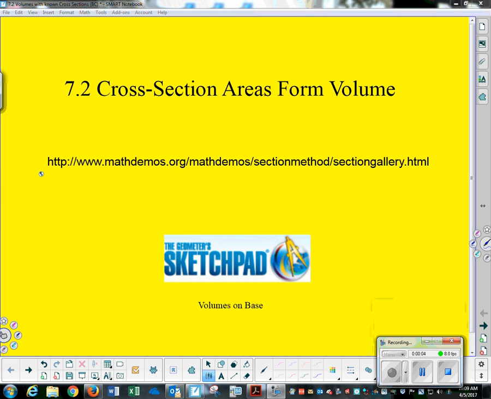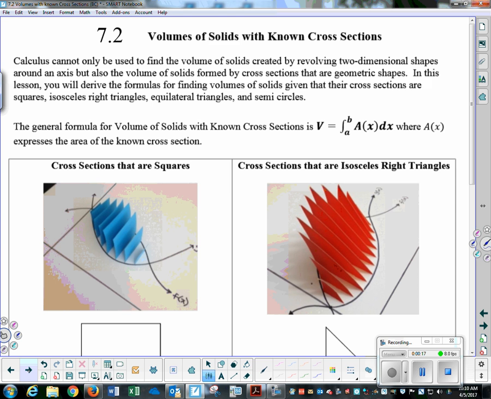Welcome to information on section 7.2. This is a section about volume again, but building the volume through cross-sectional areas. And I've got the next page. You should have the note sheet that looks similar to this.